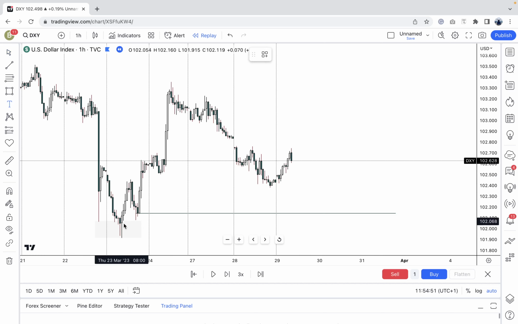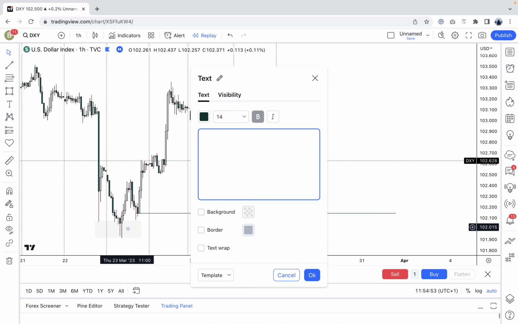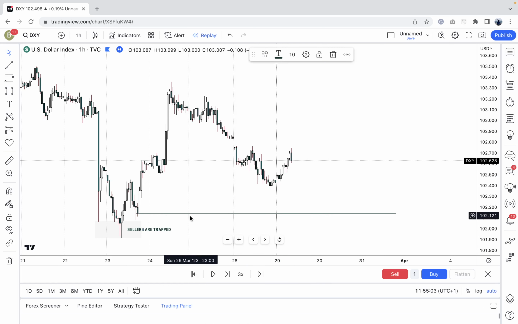So let's label this as sellers are trapped. Okay, so at that low there, we have sellers who are trapped. And then the market runs into a premium. We have sellers who are trapped here, aka we have sell side liquidity down here, right? So as the market, again, this is the objective liquidity we're aiming for.